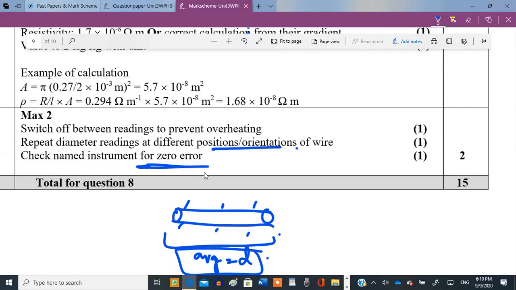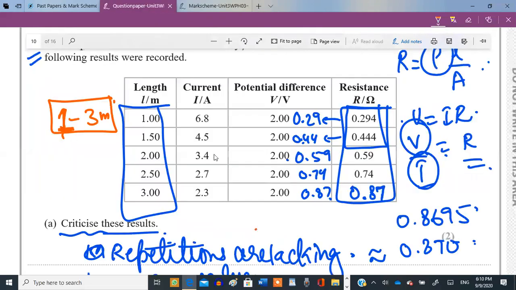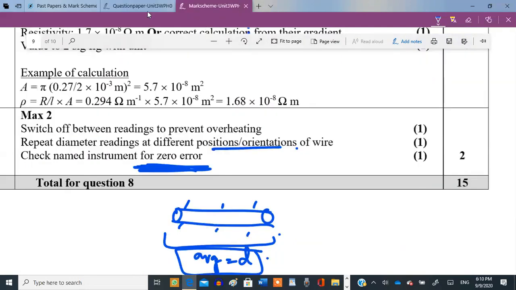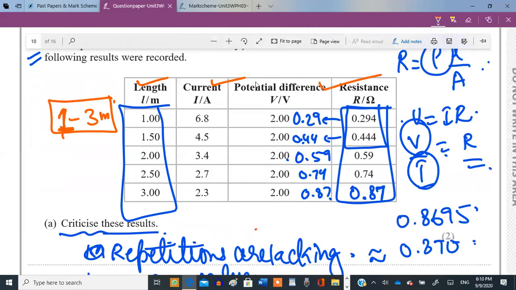And then name the instrument for 0 error. Which instrument can we check for 0 error? In this case, we can check the ammeter or the voltmeter or that meter rule as well. Okay, all of these instruments can be used to check for the 0 error as well. Is that clear?